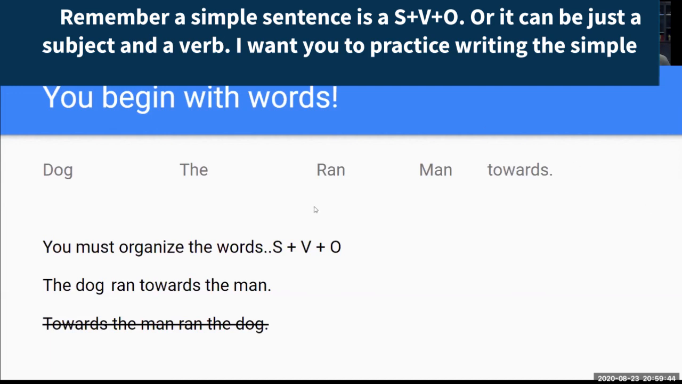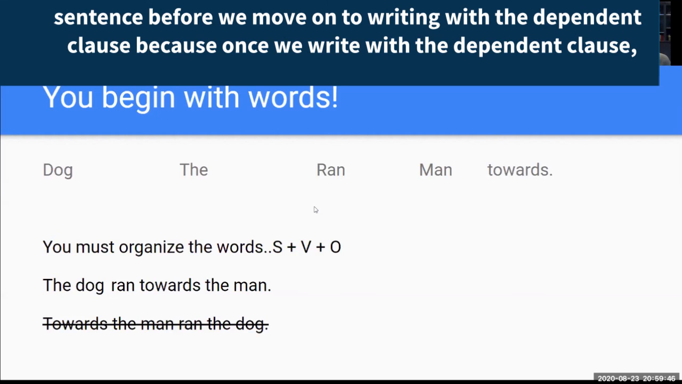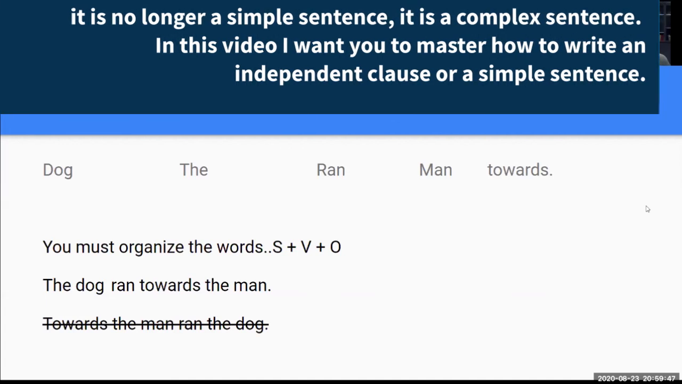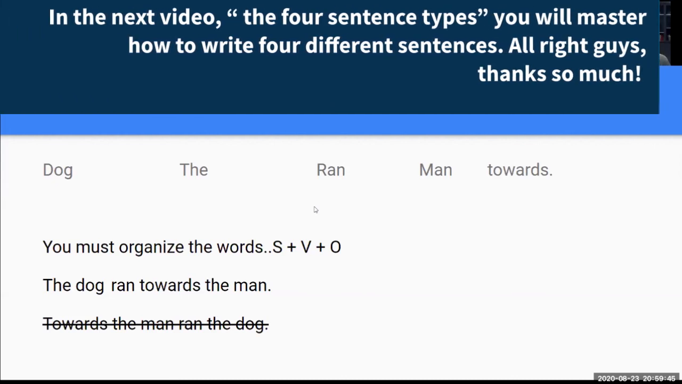I want you to practice writing the simple sentence before we move on to the dependent clause in a sentence, because once you write a dependent clause in a sentence, it's no longer a simple sentence. It becomes a complex sentence. So in this video, I want you just to master how to write an independent clause. In the next video, it's called the 4 sentence types. You're going to master how to write 4 different types of sentence.